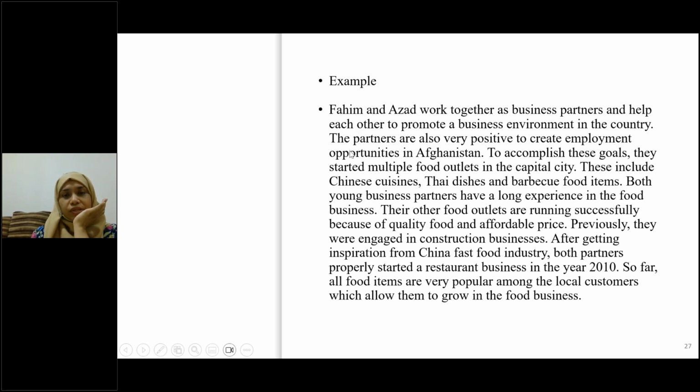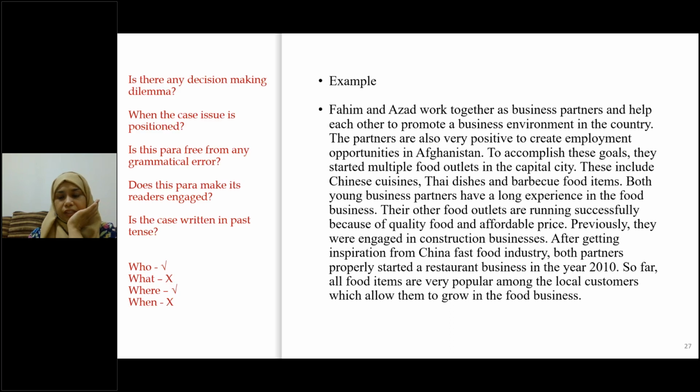So this example is talking about two friends, Fahim and Azad. They work together as business partners and help each other to promote a business environment in the country. The partners are also very positive to create employment opportunities in Afghanistan. To accomplish these goals, they started multiple food outlets in the capital city, and so on.